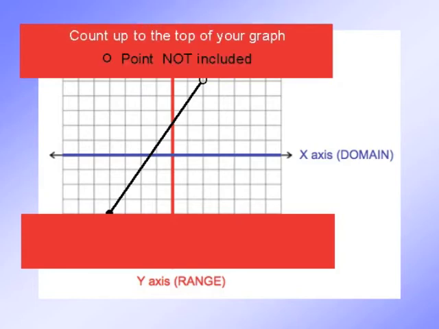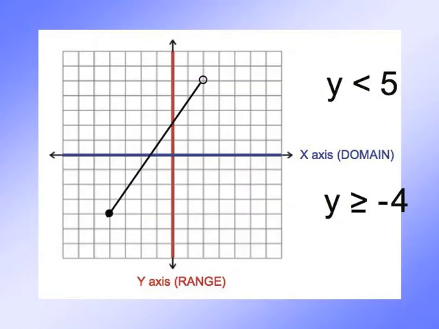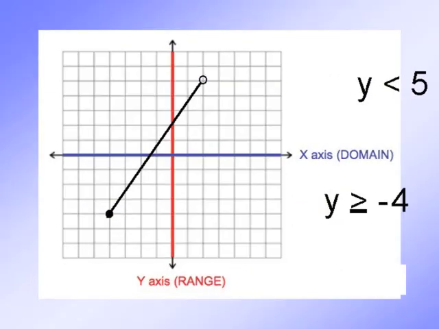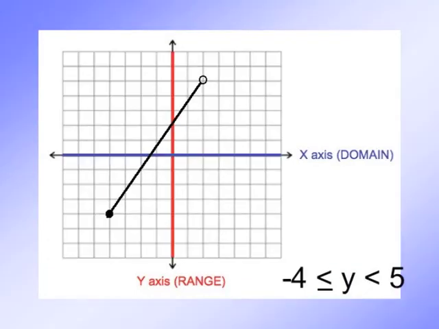On this particular graph, remember that the open point means the point is not included. And then we're going to count down to the bottom of our graph. The closed dot means the point is included. So the value for the top of our graph is y is less than 5. The value for the bottom part of our graph is y is greater than or equal to -4. We write this using the in-between symbols: -4 ≤ y < 5.